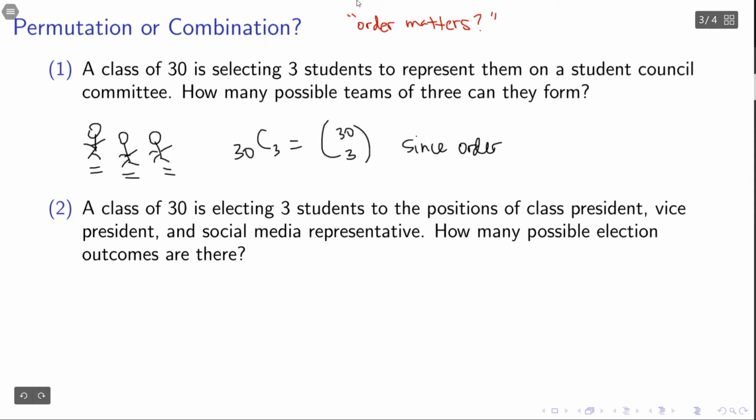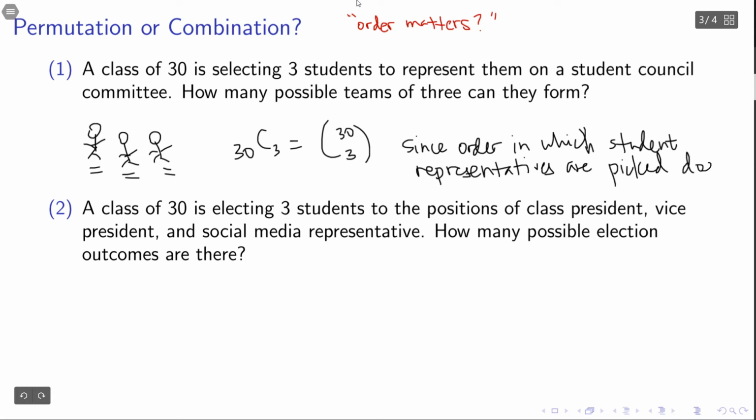Since the order in which the student representatives are picked does not matter.